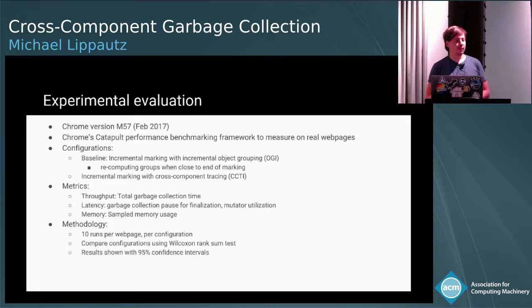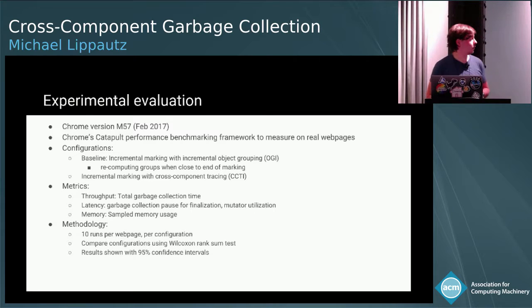We benchmarked multiple configurations. Only two of those are interesting here, though, which is a baseline, which is incremental marking with incremental object grouping. So we did object grouping in incremental steps, very well realizing that we have to throw away these groups, but we still could make progress on the transitive closure, so that was a win. And we compare it to incremental marking with cross-component tracing.